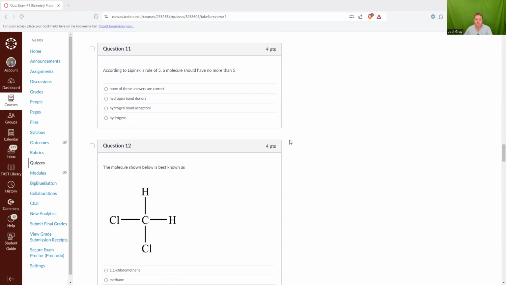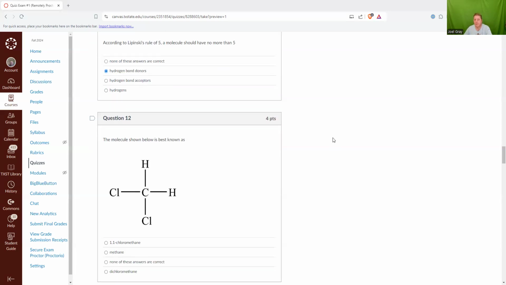Now, question number 11. According to Lipinski's rule of 5, a molecule should have no more than 5 hydrogen bond donors, hydrogen bond acceptors, or hydrogens. Okay, so the answer of none of these are correct is off the table. Now, Lipinski's rule of 5 does ask about hydrogen bond donors and acceptors. And a molecule should have no more than 5 hydrogen bond donors. It can have a maximum of 10 hydrogen bond acceptors, but it's 5 donors.